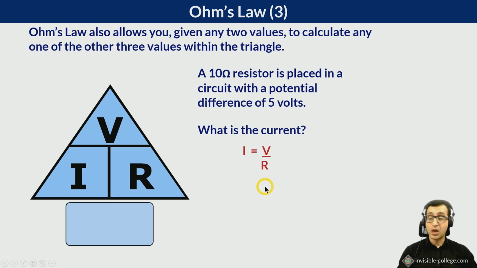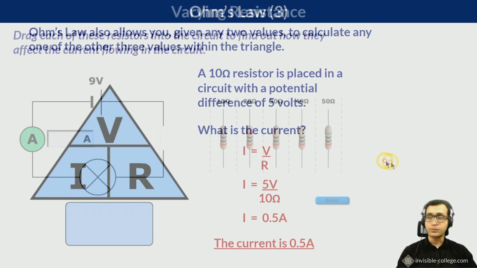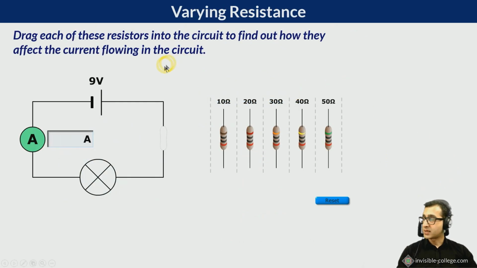We then, on the next line, substitute our values in standard units, 5 volts, 10 ohms. We divide that and we evaluate and we get 0.5 amps. So the current in this case is 0.5 amps. I'm going to go ahead and show you this slide here.